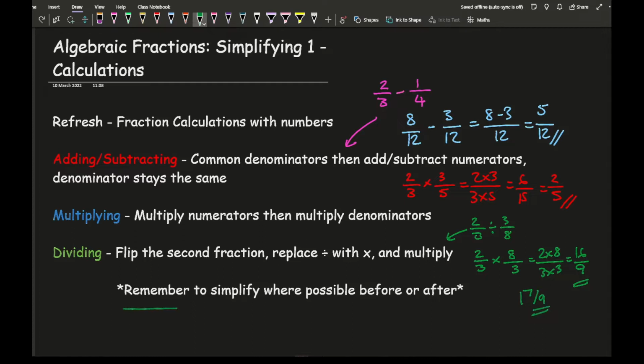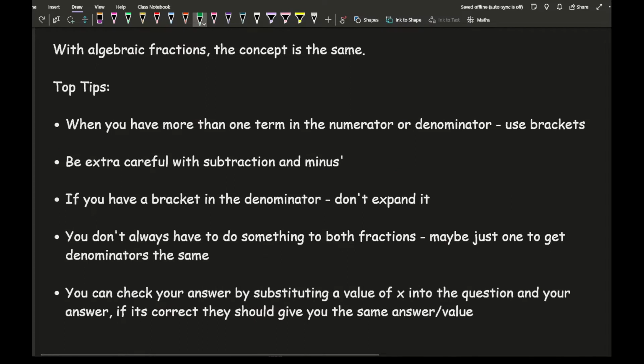Now remember that when you are working with fractions, simplify where possible, either before or after. Your answer should always be your simplified answer, so whether you simplify at the start before following these steps, or you simplify at the end, is entirely up to you, whatever you feel more comfortable with. Now with algebraic fractions, the concept is the same. However, I do have some top tips for you, and I'll try and implement these when we go through some examples, and I'll try and emphasize what they actually mean as well.